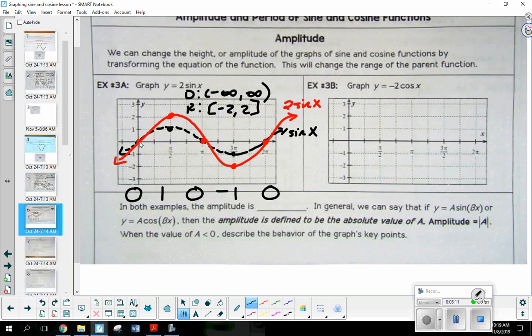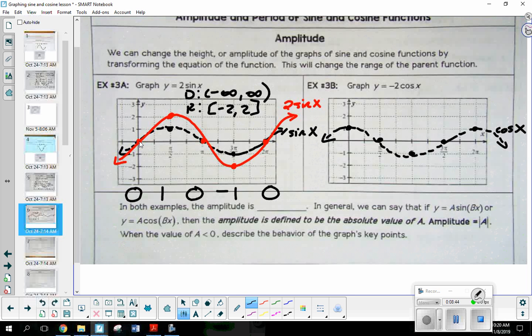Graph y equals -2 cosine x. So let's start with the pre-image. Again, that's the parent. Cosine starts with what? A maximum. Then we have a 0, minimum, 0, maximum at these key locations: 0, pi over 2, pi, 3 pi over 2, and 2 pi. So it's going to look something like this. Okay, there's cosine of x.